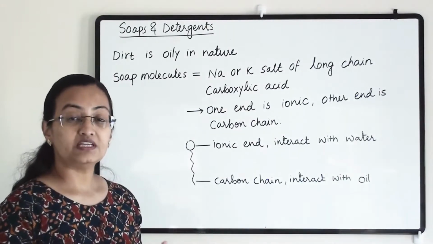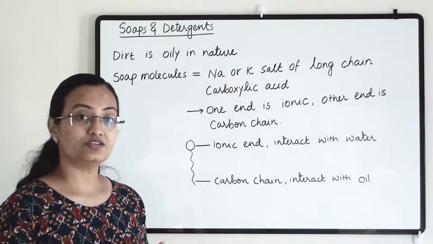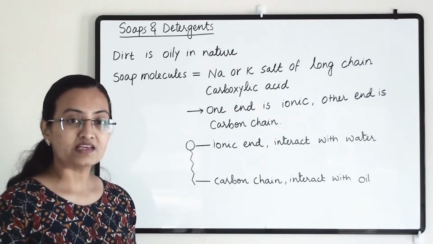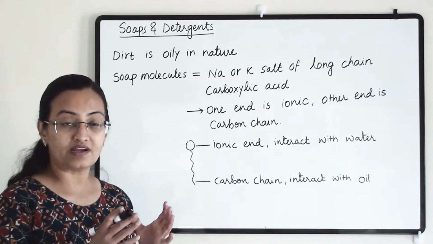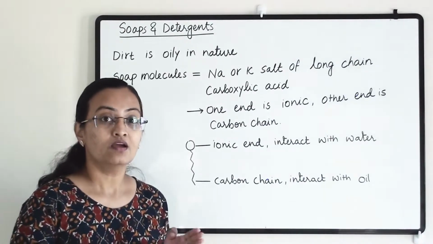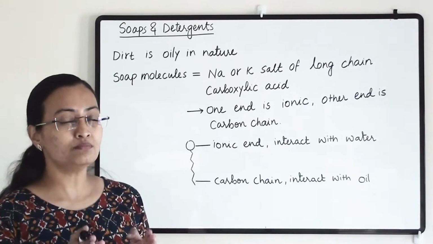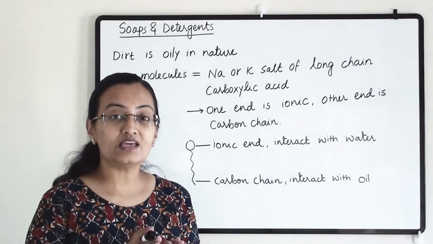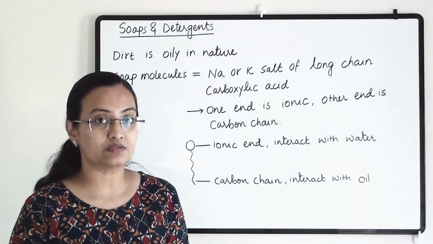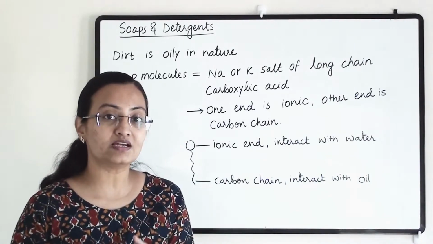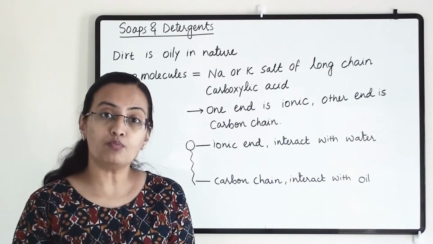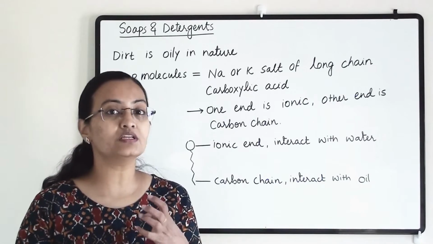Before going into the details of how soaps and detergents clean the clothes, let us understand the soap molecule. What makes this molecule perfect is that it interacts with water and also with oil, because we know that oil and water are immiscible liquids. That means they cannot mix with each other. But here the soap molecule will interact with water and oil, and combined, this soap molecule will create an emulsion in water.